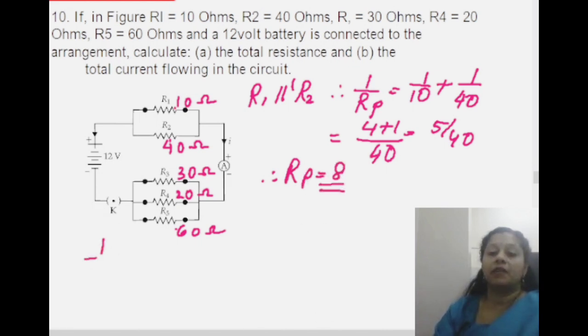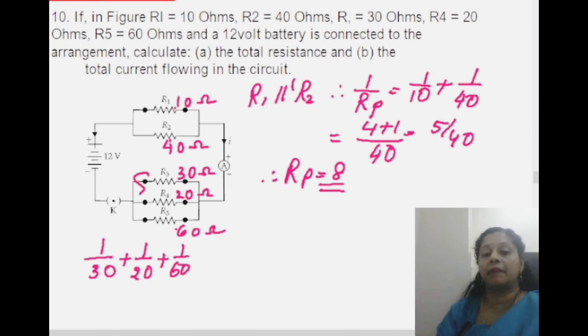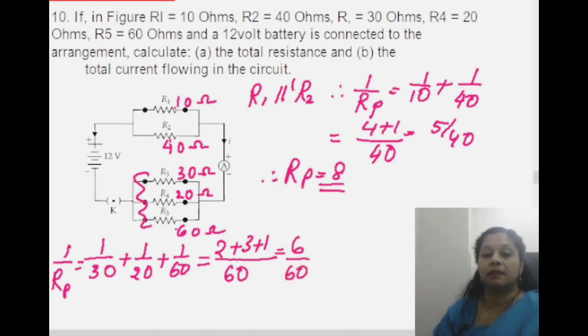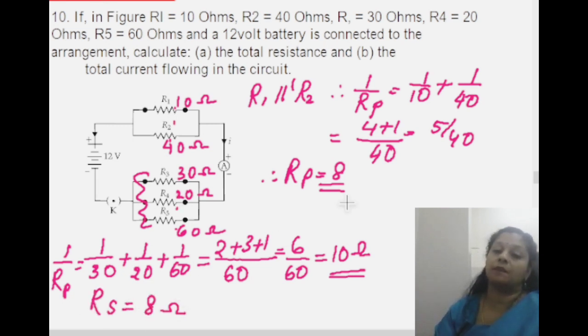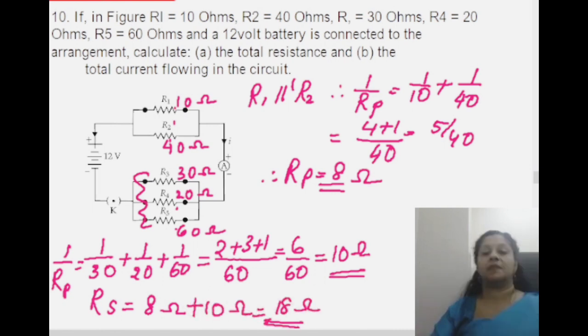Now the second combination, 1 by 30 plus 1 by 20 plus 1 by 60. These three are parallel. So total resistance 1 by Rp will be, 60 is the LCM, 2 plus 3 plus 1, so 6 by 60. So it will be 60 by 6, so that is 10 ohm. Now these two are in series, so Rs is equal to 8 ohm plus 10 ohm, 18 ohm. So the total resistance will be 18 ohm.